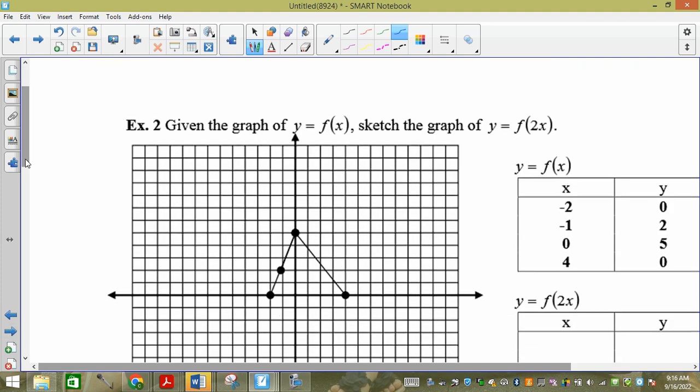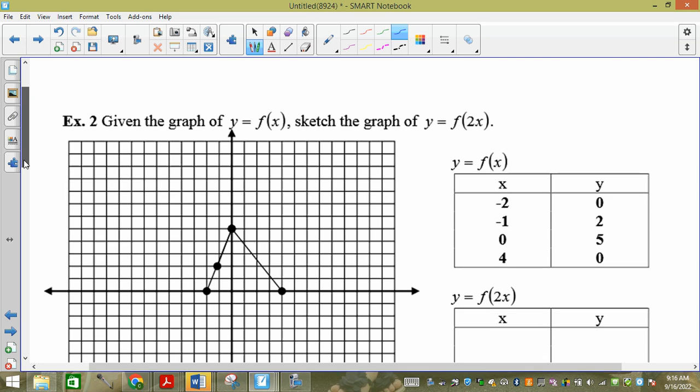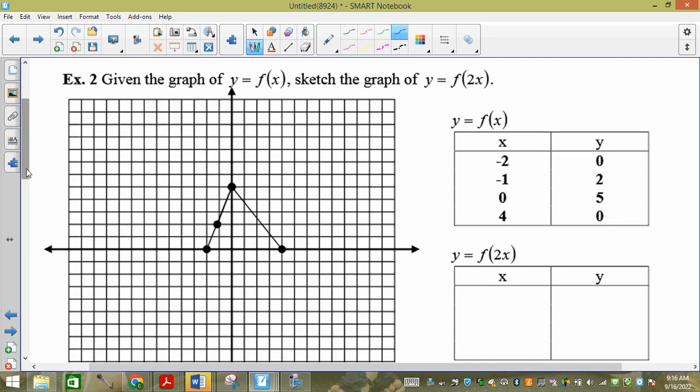So here we have this. y equals f of x, sketch the graph of y equals f of 2x. So what's my mapping going to be here? (x, y) becomes what? (x over 2, y) or (1/2 x, y). Either way, and y, same thing, right?